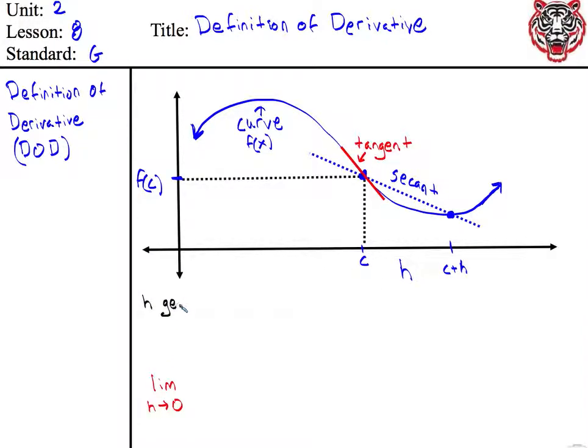H gets smaller. Oh my gosh, my pen doesn't like to work when I'm recording. H gets smaller. I forgot I was recording. H gets smaller. It gets smaller. And the slope, and it's really key here, I'm not talking about just the secant, but the slope of the secant.